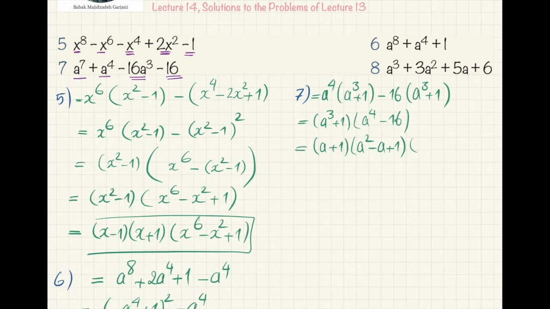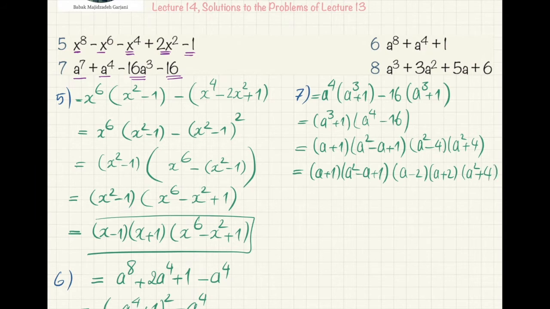For the second factor, I can use the conjugate pattern. So it becomes a squared minus 4 times a squared plus 4. Still, it's not complete because this one can be factorized more using the conjugate pattern once more. So then it becomes a plus 1, a squared minus a plus 1, and then I will have a minus 2, a plus 2, and then finally a squared plus 4. So that would be the solution to this problem.